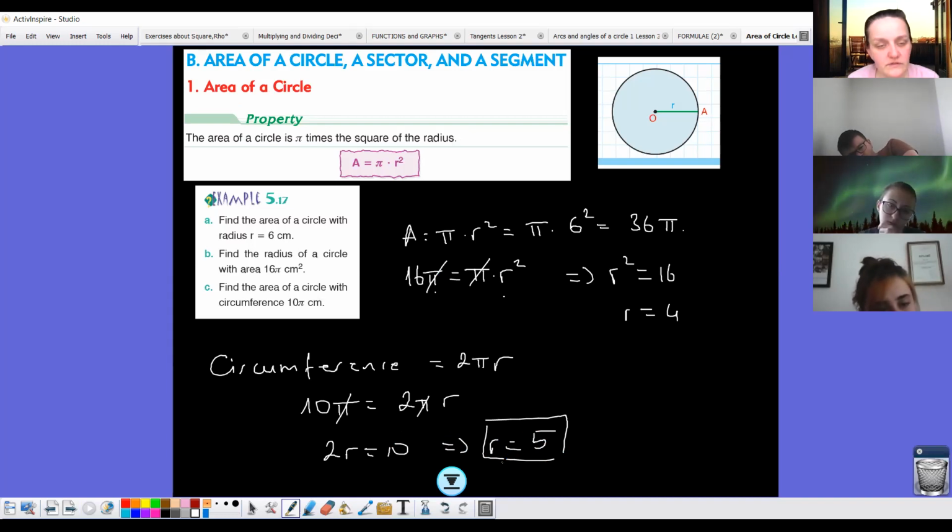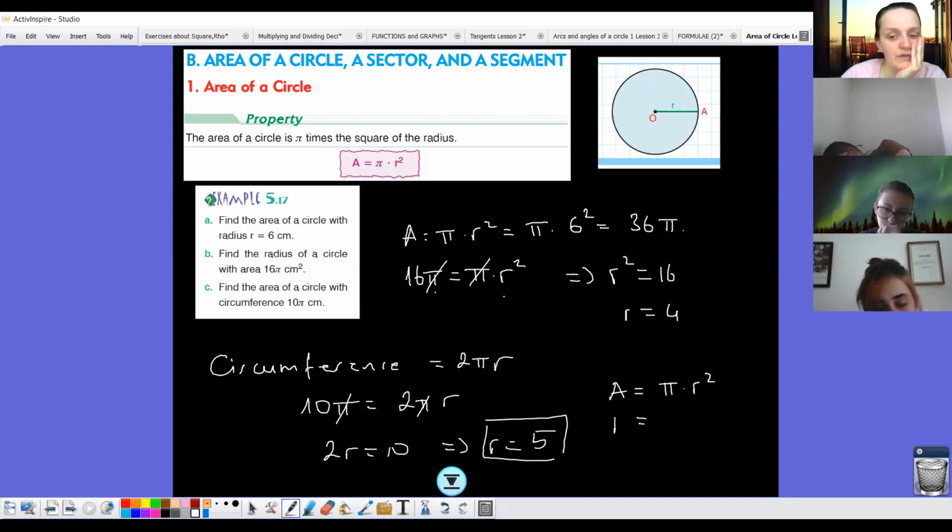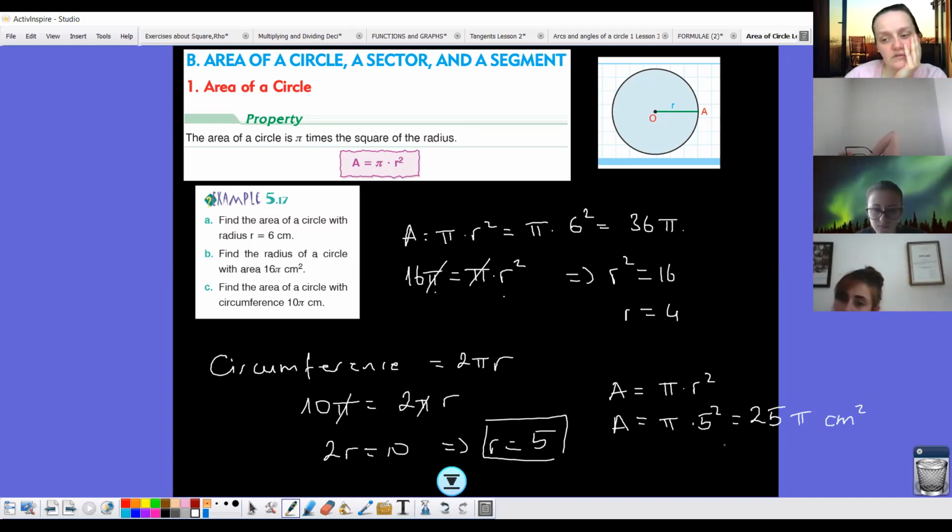Okay. But teacher, it says to find the area, not only r. Okay, find the area. It's not r. So A is equal to pi times r square. So A will be pi times 5 square, which is 25 pi. What is the unit? Centimeter square. This one is centimeter and this one is centimeter square. Okay.